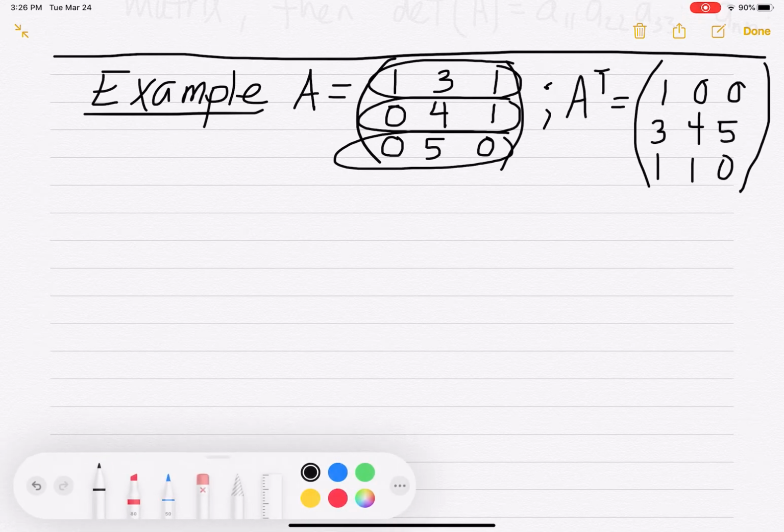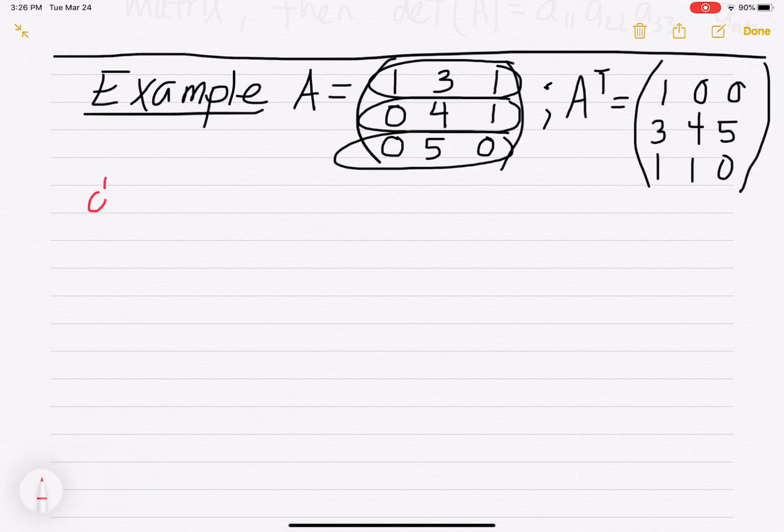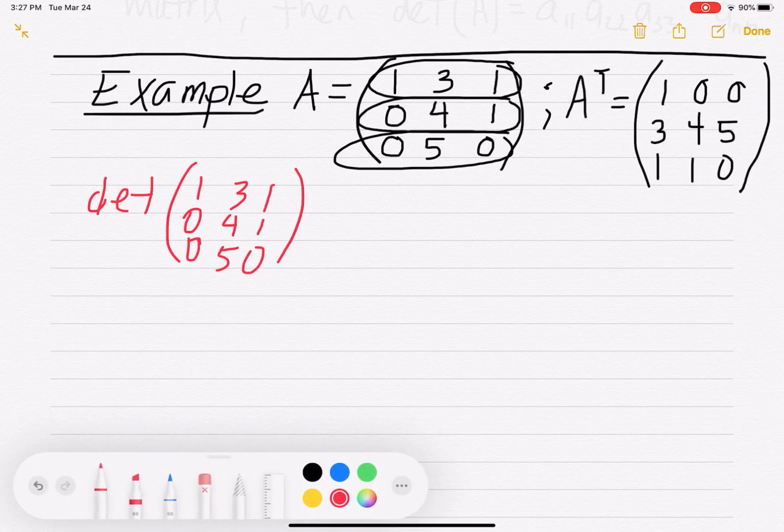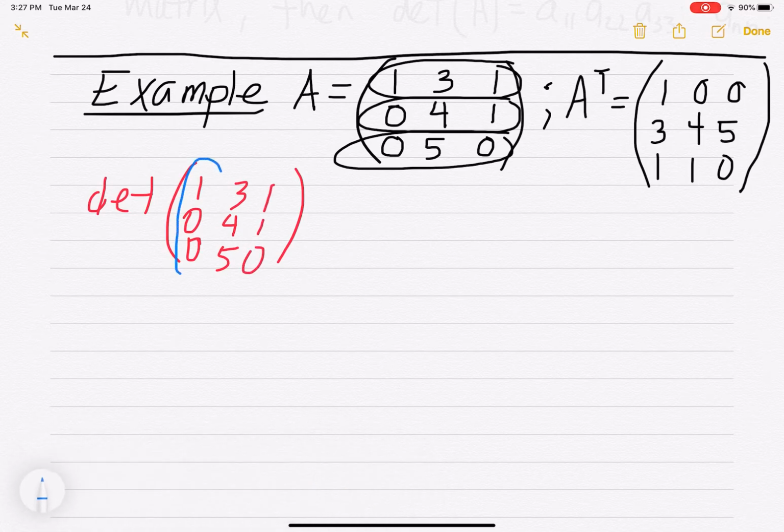Now let's look at their determinants. Determinant of A. Now how do I find the determinant of A nicely? Let's see, 1, 0, 0, 3, 4, 5, 1, 1, 0. Let's go down the first column. Why the first column? We got a bunch of zeros there, right? You got 2 zeros there. Let's do plus, minus, plus.